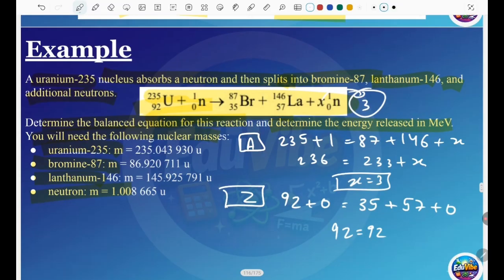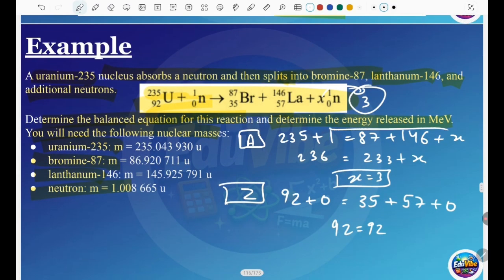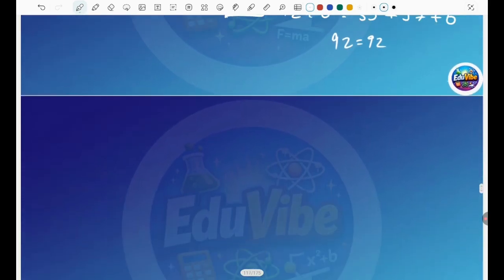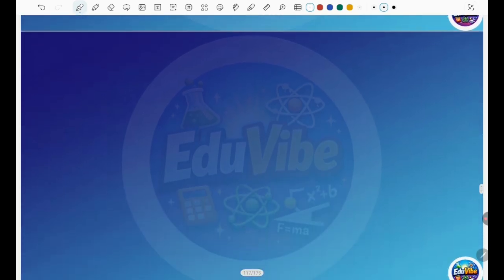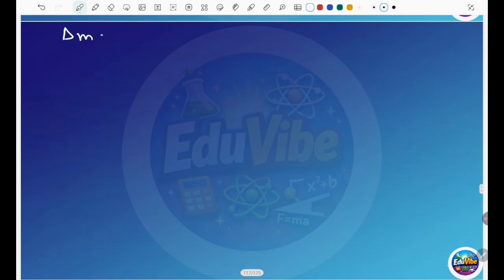Now, you have to find the energy in MeV. For energy, you know that E is equal to delta M times C squared. You want this in MeV, and C squared you have. Okay, you know delta M is equal to the mass of the reactants minus the mass of the products.